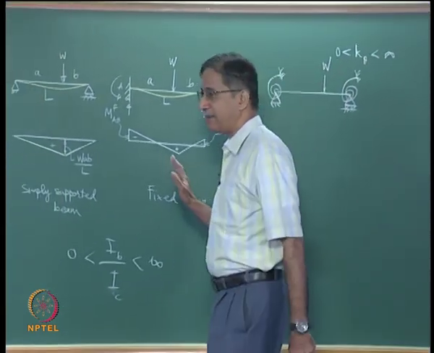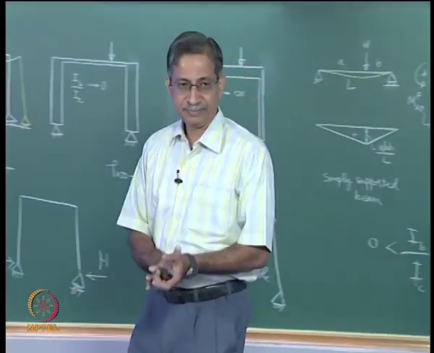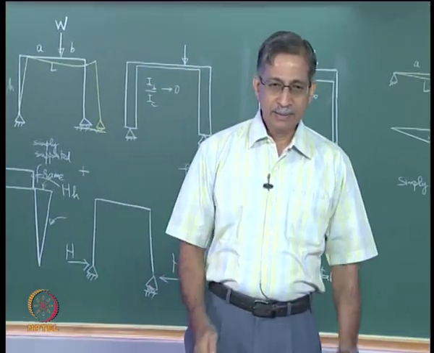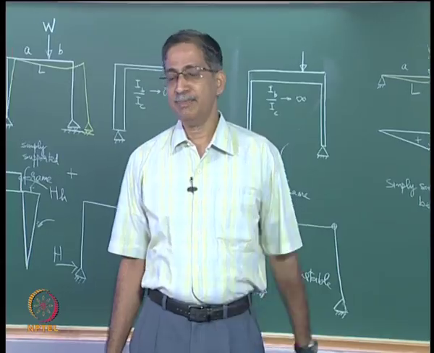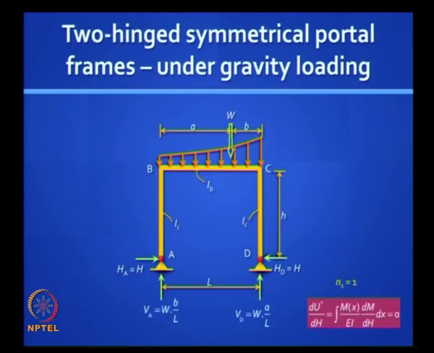Now let us look at the solution to this problem. The energy method is particularly useful in solving such problems, okay. You know the energy method says, the theorem of least work says, if you treat H as a redundant, dU star by dH, which is the integral of M dM/dH dx by EI, which you see here, is equal to 0, right.